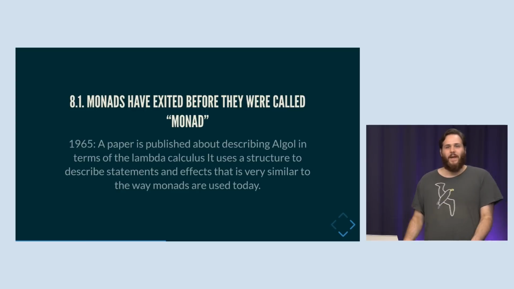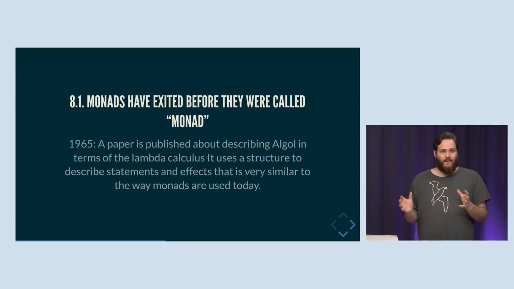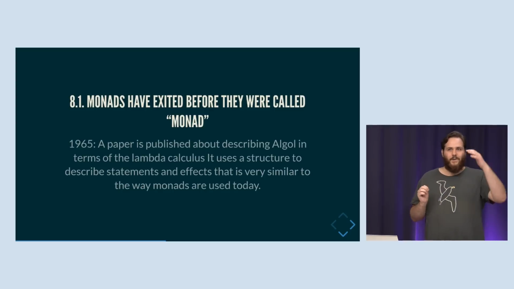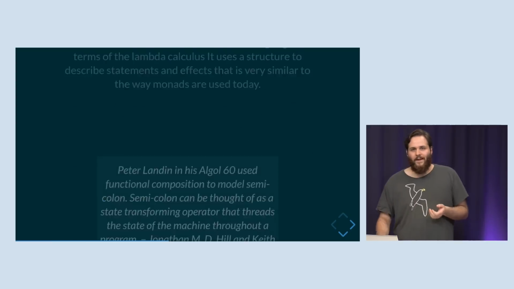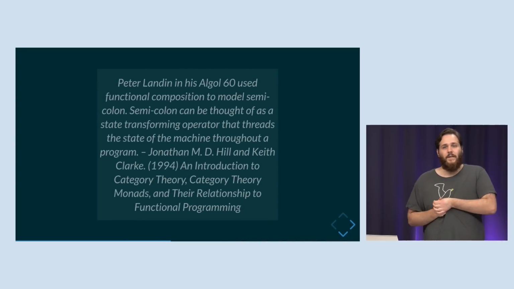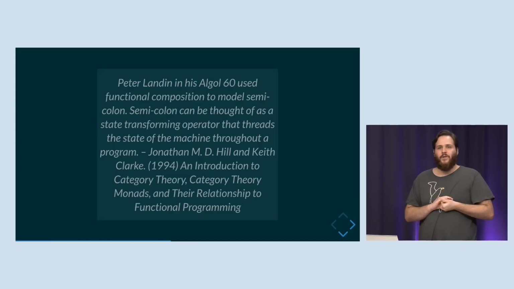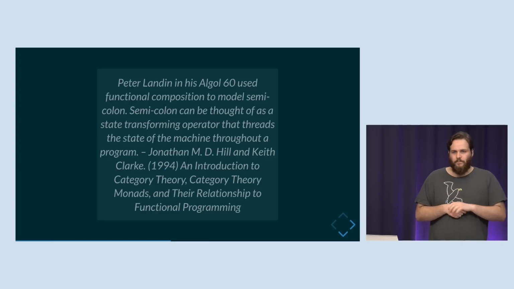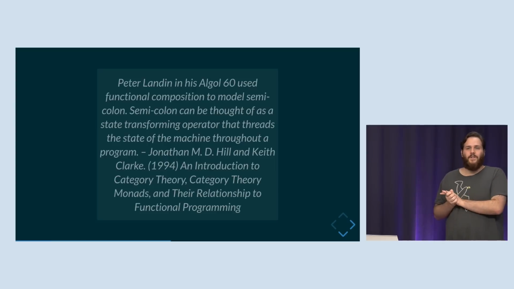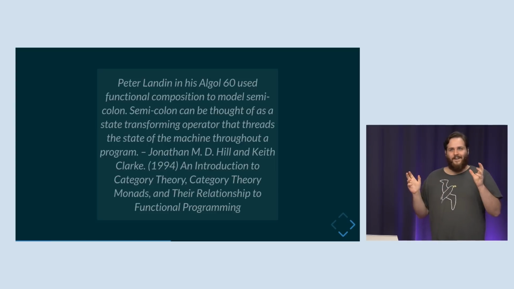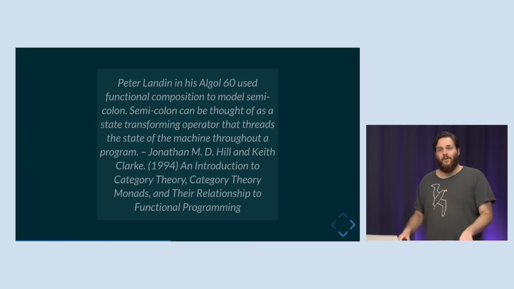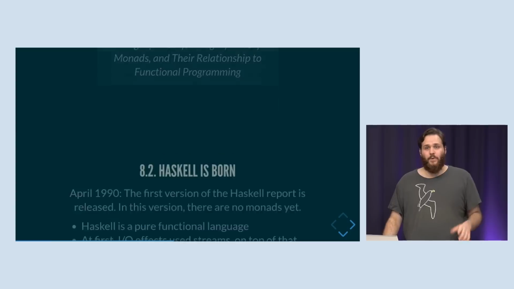The point of the paper was to describe Algol in the terms of lambda calculus, and to do this, obviously you can't have sequential statements in lambda calculus, really. They used a structure which is basically like monads. An interesting paper from 1994 points this out and says, Peter Landin in his Algol 60 used functional composition to model semicolon. Semicolon can be thought of as a state transforming operator that threads the state of the machine throughout a program. It's some pretty big words, but basically this is the first time we explicitly say, in a kind of monad tutorial, you could put it as one of the first monad tutorials, that the point of monads is to overload the semicolon, which I think is pretty cool.